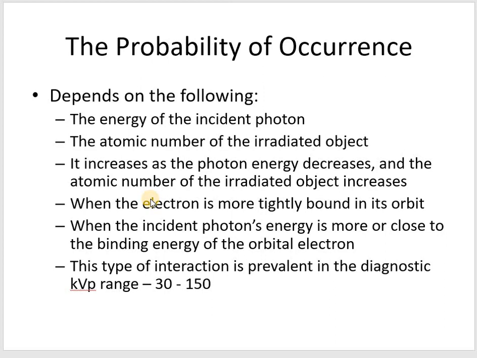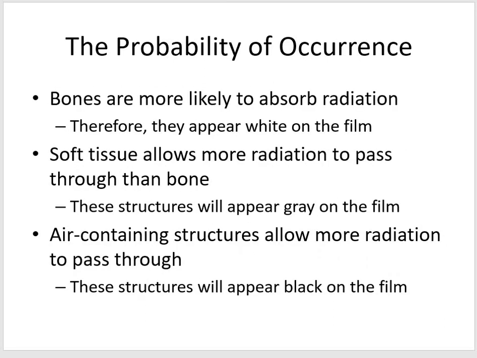So when the incoming photon's energy is close to equivalent or more than the binding energy of the orbital electron, there will be a high chance for the photoelectric interaction to occur. And this type of interaction is prevalent in the diagnostic kVp range from 30 to 150 kVp.